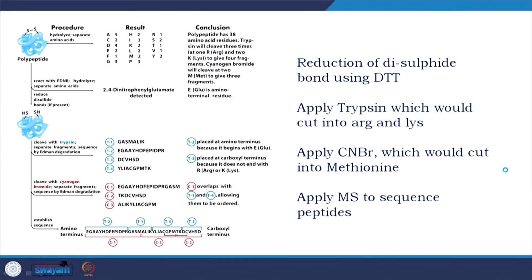All the processes we talked about, you could apply all of them. You do the reduction of disulfide bonds using dithioerythritol, as we told. You apply trypsin, the protease which would cut at arginine and lysine. You apply CNBr which would cut at methionine, and then you do Edman degradation to know the N terminus ones, and you apply mass spectrometry to get a fingerprint of the sequence.